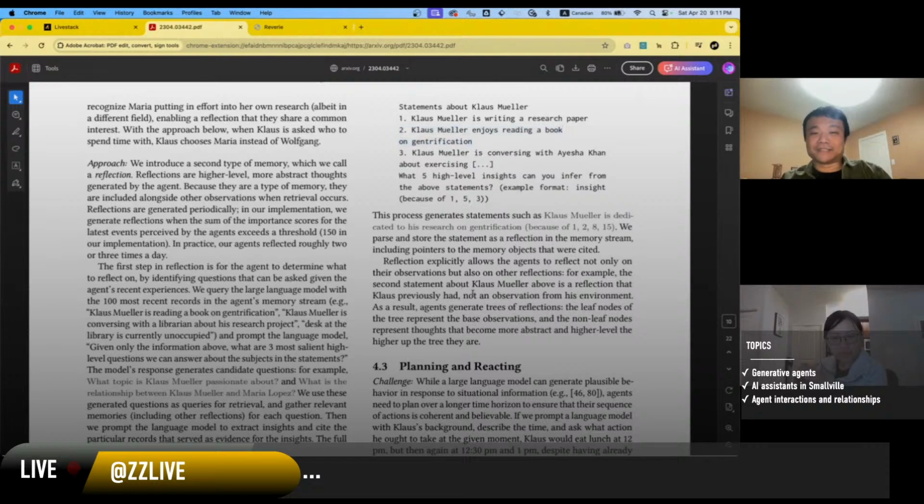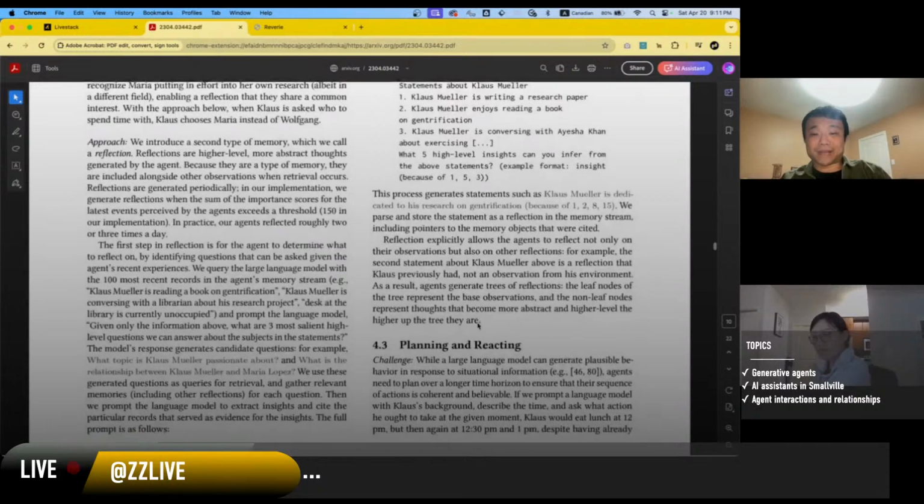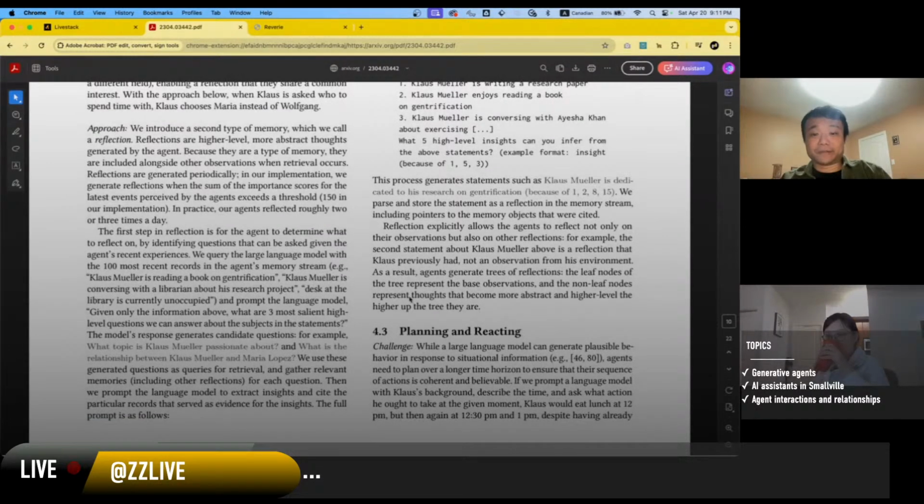Reflection on reflection on reflection. Sounds familiar. Summary on summary on summary. As a result, agents generate trees of reflection. The leaf nodes of the tree represent the base observations, and the non-leaf nodes represent thoughts that become more abstract and higher level the higher up the tree they are.